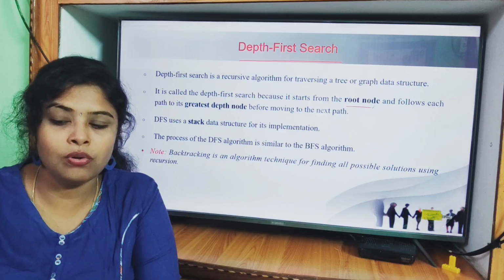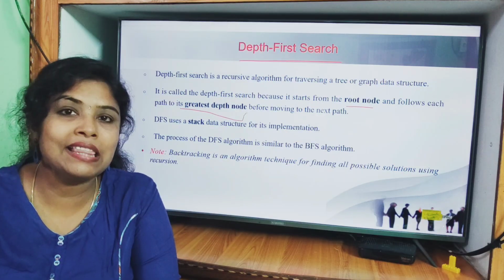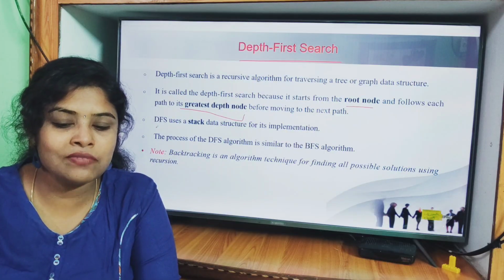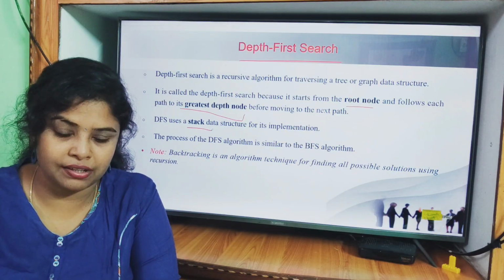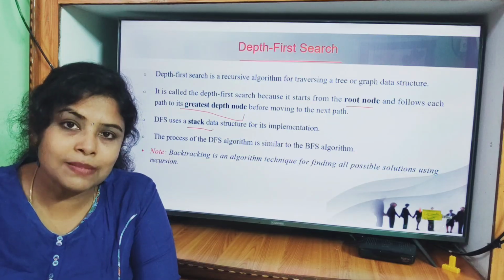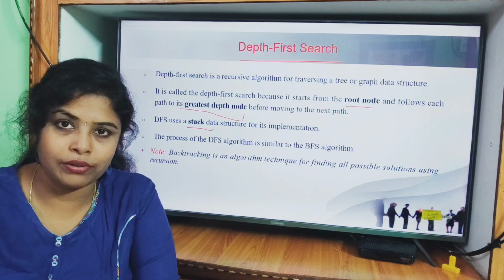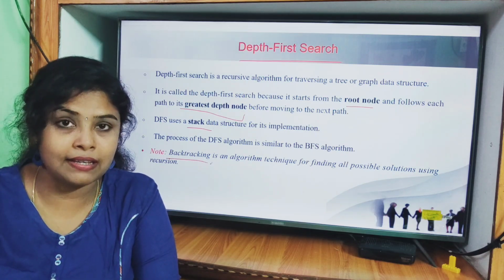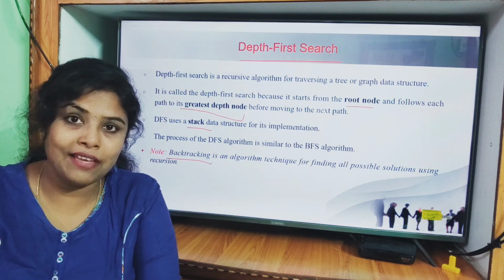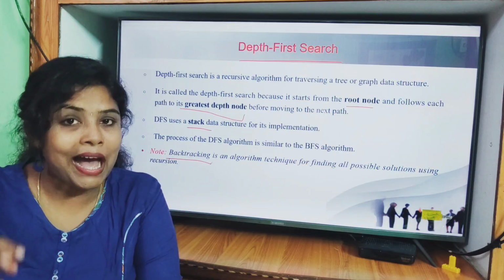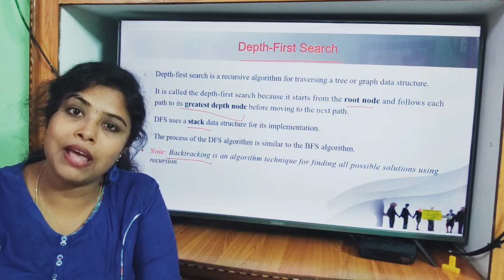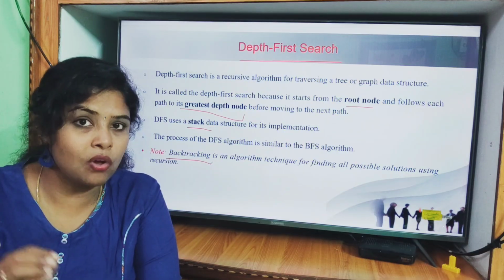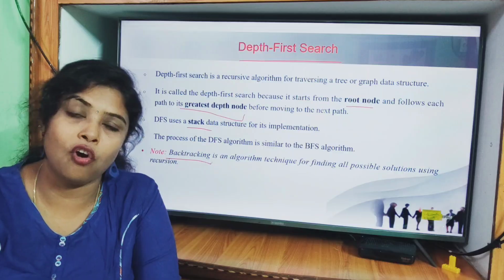So starting from the root node, it will go deeper until the greatest depth node and then move to the next path. So DFS will use a stack data structure and it will go on exploring until it reaches the goal node. In case of DFS, even backtracking is possible. That is, if it reaches the successor node from one level, it can go back to the parent node and explore other neighbors. Therefore, backtracking is also a very important feature of DFS.